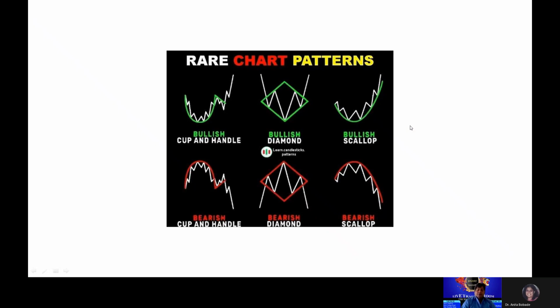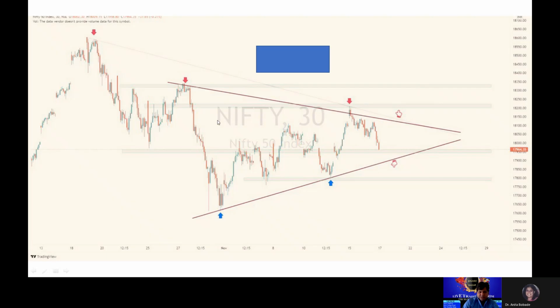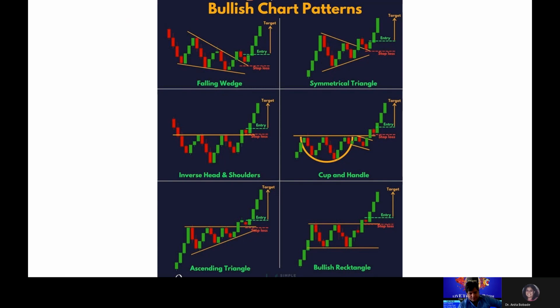These are the rare chart patterns: the bullish cup and handle pattern, bullish diamond form, bullish scallop. They don't mostly occur on the chart, but yes, I've been seeing a lot of the bullish cup and handle pattern recently. All right, so this is a bullish cup and handle pattern. Do I see it here? No, I don't. Anyway, look at this, again the same pattern. Why am I showing you the same pictures again and again? So that it stays in your mind, that you have seen this, and you'll be able to identify it.